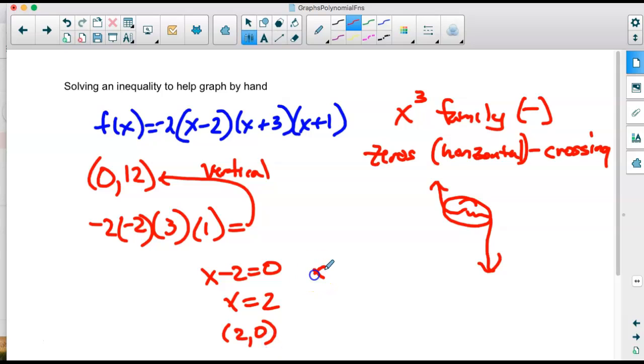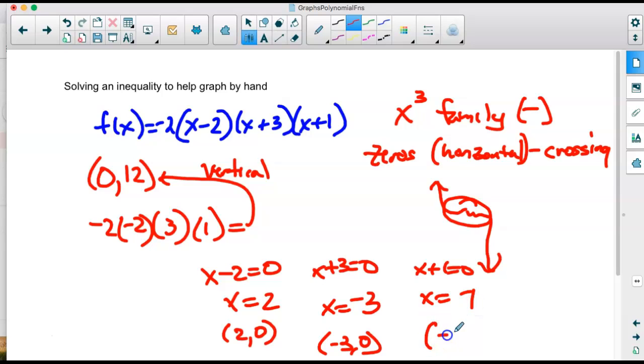Our next one is x plus 3 equals 0. So x is going to be -3. That's going to be -3, 0. And x plus 1 equals 0. So x is going to be -1. So -1, 0. So we know those are our horizontal crossings.